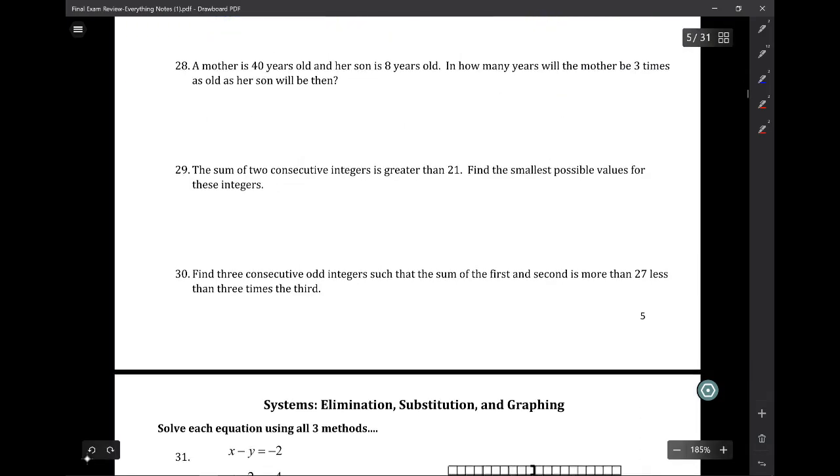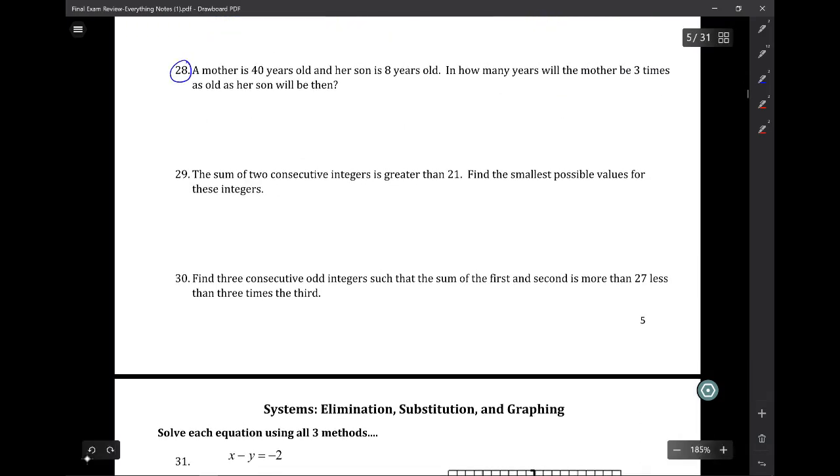Skip down to number 28. A mother is 40 years old and her son is 8. In how many years will the mother be 3 times as old as her son will be? So a mother right now, so mom, son. Now, future.